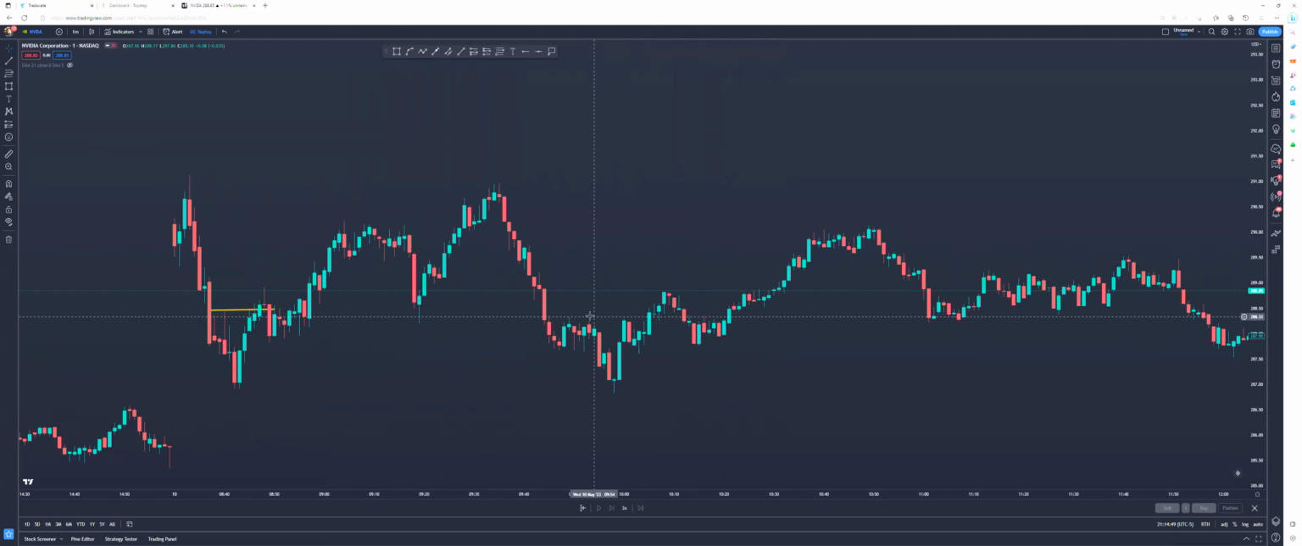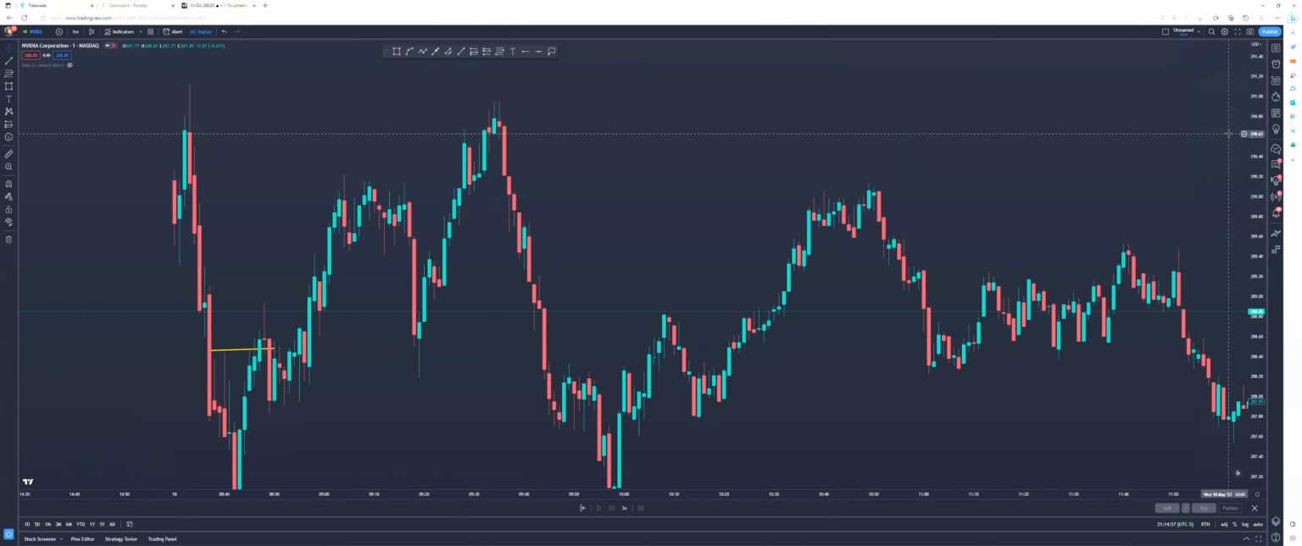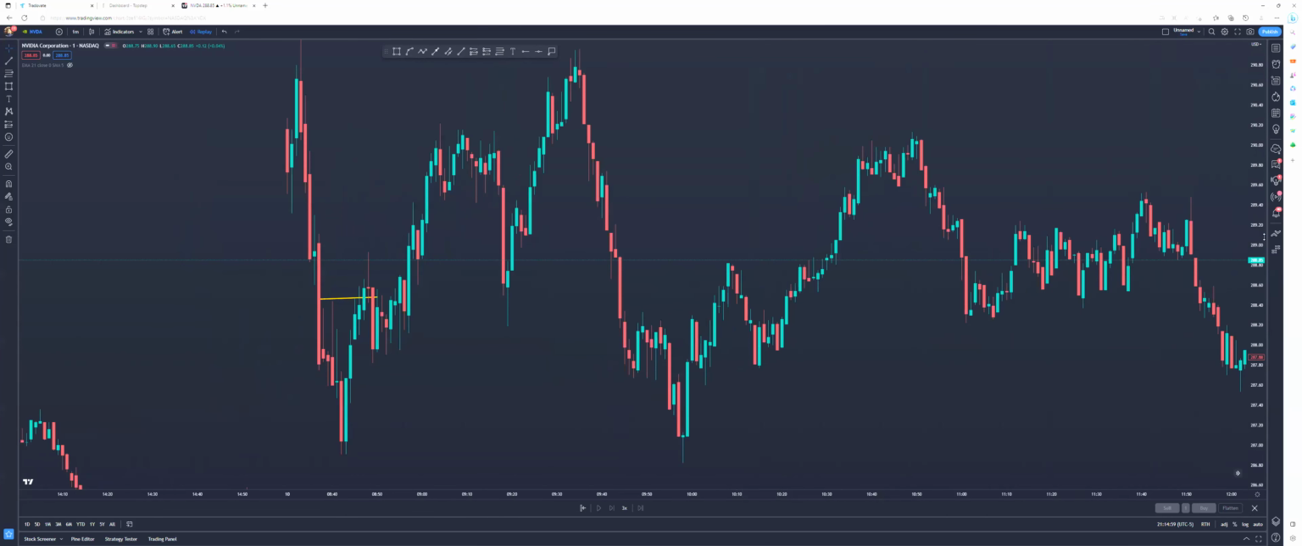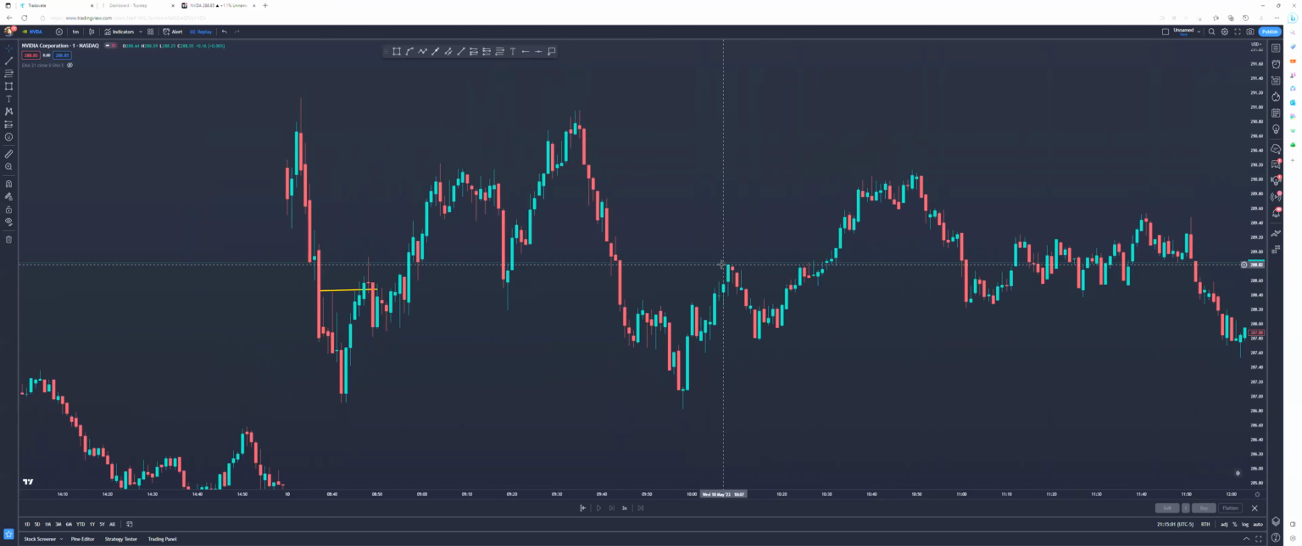And then at 10-11, I signaled NVIDIA puts. 10-11 right here. Oh yeah, my entries were just off today. So at 10-11, about right here, I signaled NVIDIA puts. I don't remember exactly why I signaled NVIDIA puts right here.